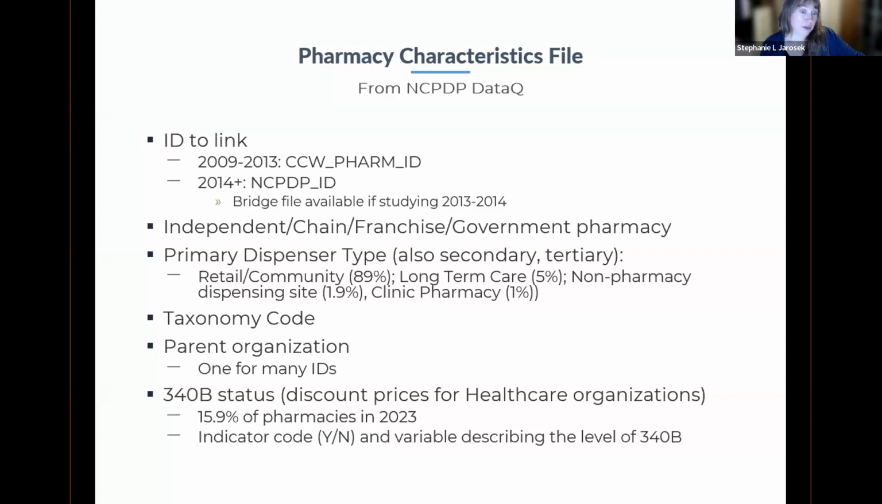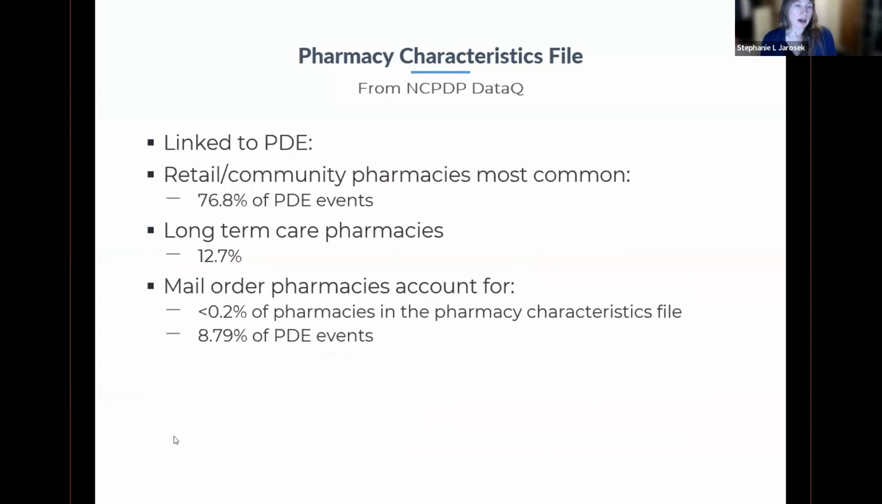And you also get information on 340B status. Some researchers are very interested in this, that healthcare organizations can get discount pricing on drugs if they're serving people that need extra help, underserved populations. And so about 16% of the pharmacies in 2023 had 340B status. And there's also an indicator code. So it's yes, no, 340B, and then a variable that describes the level. So is it that they serve a totally indigent population, or there's some people that qualify and some that don't? And this can be linked to the PDE file.